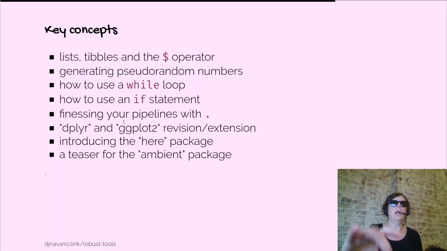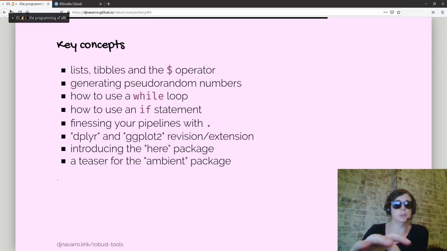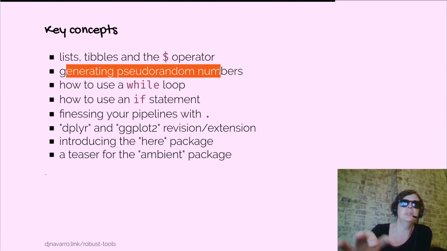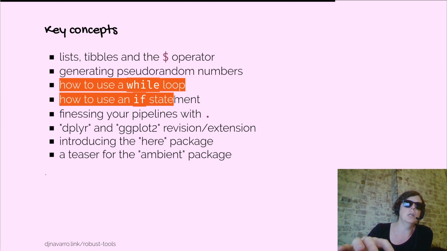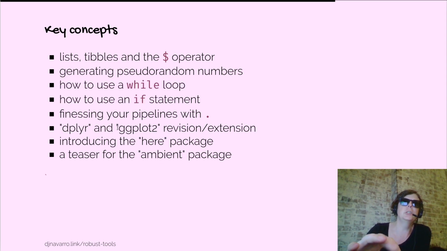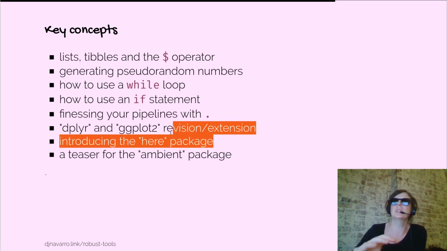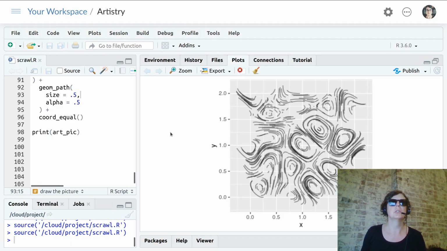Just to give a sense of where we're up to in terms of the actual programming concepts we've talked about, I've introduced lists, tibbles, and dollars. I've talked about certain random number generators, while loops and if statements. I've covered bits and pieces, mostly with ggplot, like additional ggplot content that wasn't in the original data visualization series, and some refresher things for dplyr. And I've given you a bit of a teaser of the ambient package. Hopefully we'll cover these other two points today in the process of finishing up our art. So let's stop wasting time.